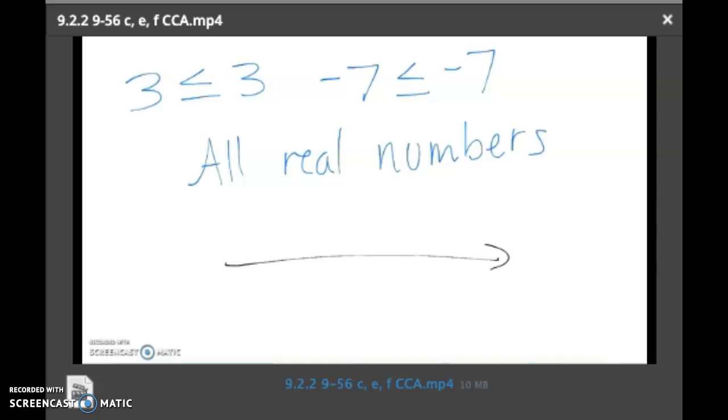Okay, so this is my number line, and I need to show that K can be any number because the answer is all real numbers. Then I'm going to just draw a line all the way through my number line with arrows going both directions, showing that K can be any number.